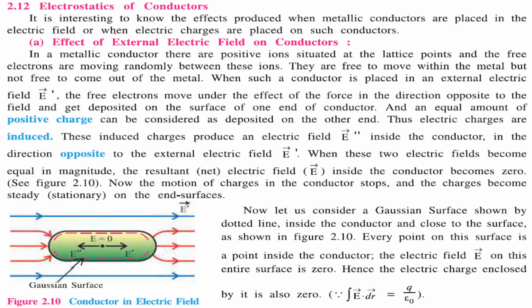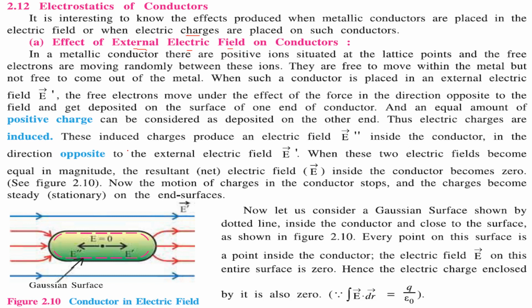Electrostatics of conductor. Now, when a metallic conductor is placed in an electric field, or when electric charges are placed on such a conductor, what are the effects? What are the attributes and characteristics that we are able to see? So the effect of an external electric field on any conductor will be what? Suppose we have a metallic conductor.